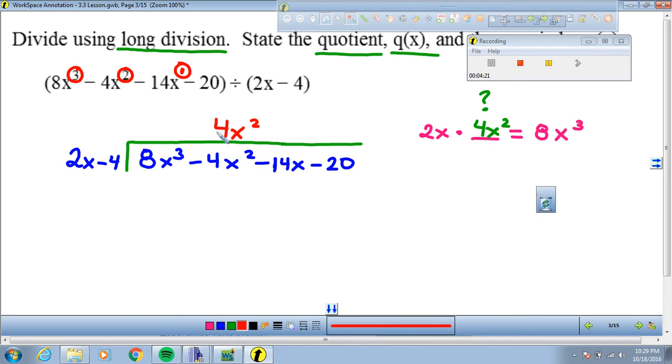After you figure that out, the next step is multiplying this 4x to the second times every term on the outside of the division. So 4x squared times 2x, you already know it's going to be 8x to the third power. Now let me tell you something. Every time you do this multiplication and write the answer below, you'll see it's on purpose that I'm writing the terms below the terms that have the same kind of exponent. So you want to put like terms with like terms after the multiplication.